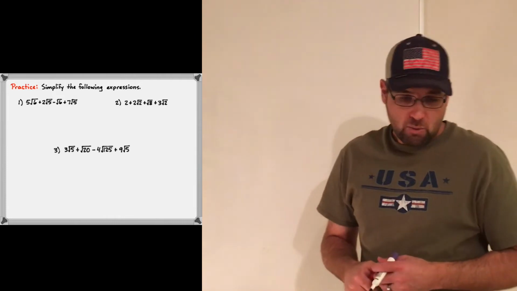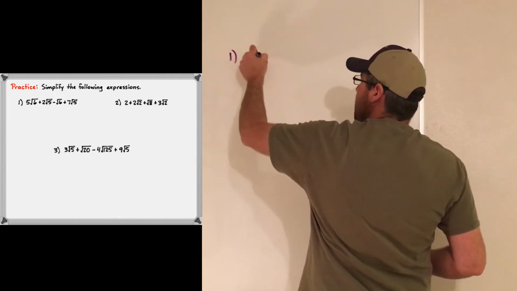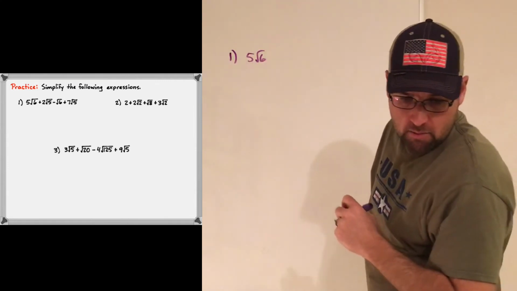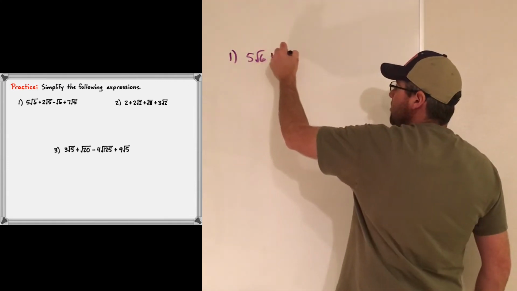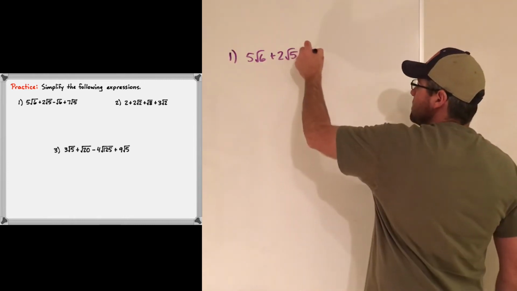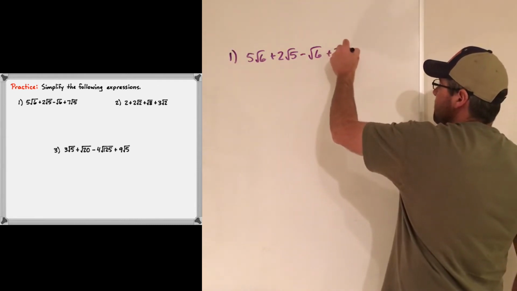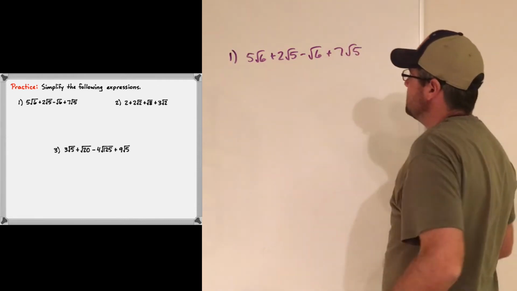All right, for number 1, we have 5 radical 6 plus 2 radical 5 minus rad 6 plus 7 radical 5. Now you'll notice right away that some of these are alike.